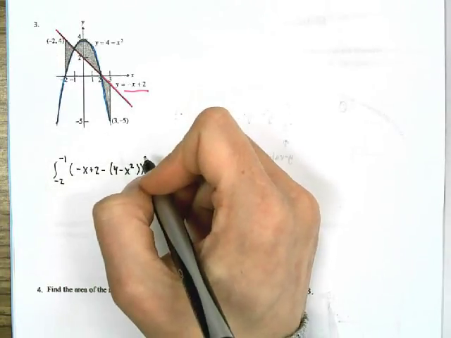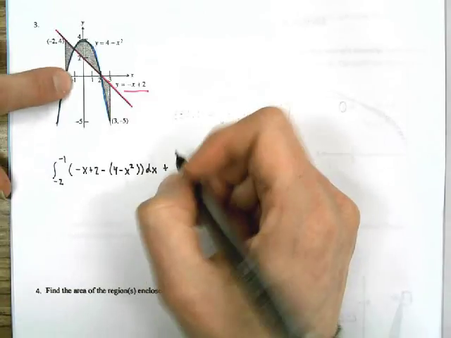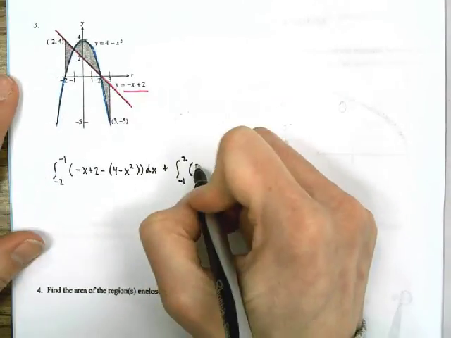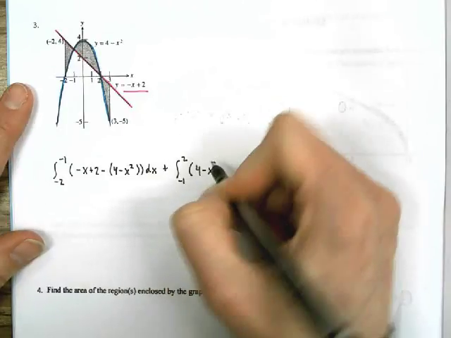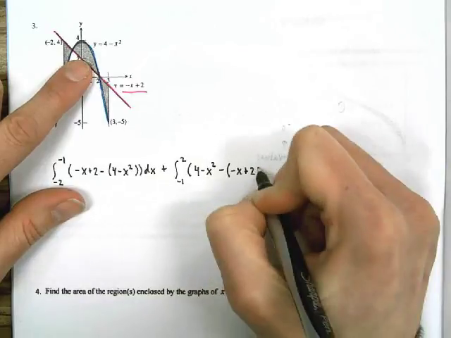So that's for my first region. Now I need to add the integral. Let's see, it looks like I go from negative 1 all the way over to 2. Now my top is 4 minus x squared, and I'm subtracting a negative x plus 2.